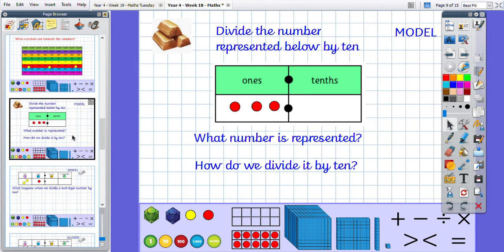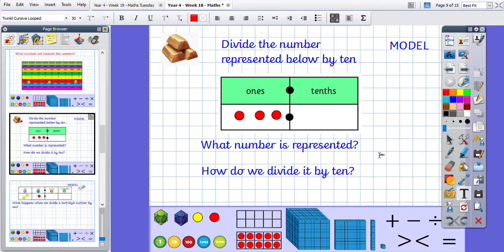So for bronze then, divide the number represented below by 10. Again, we have our place value grid, we have our ones and our tenths column. The first question said, what number is represented? I've got 1, 2, 3 in my ones column. So my number represented is 3.